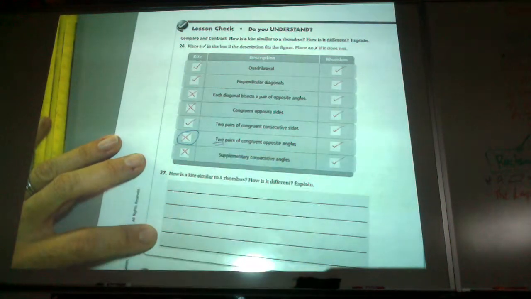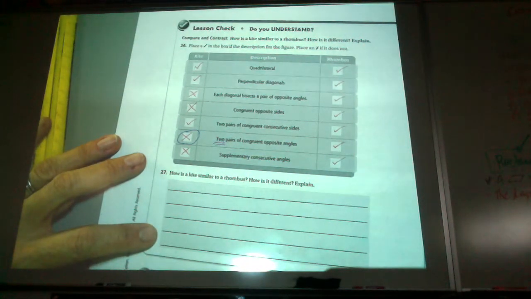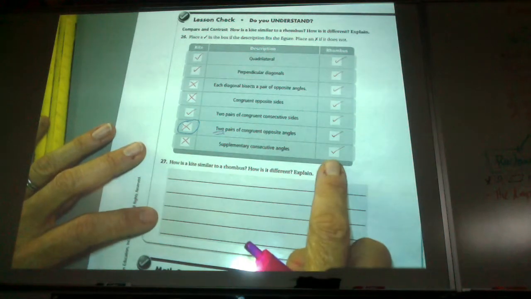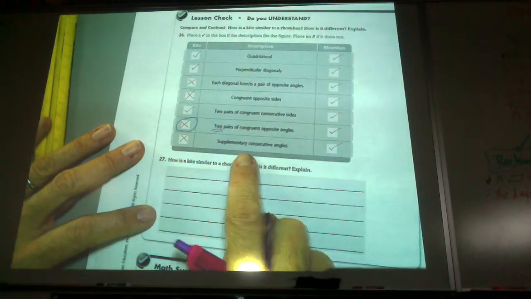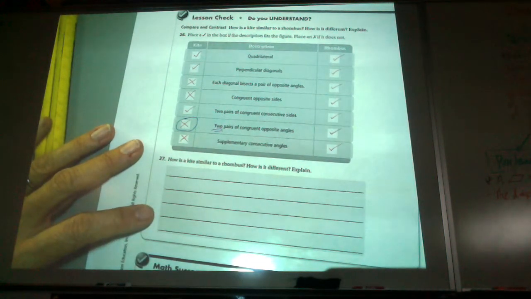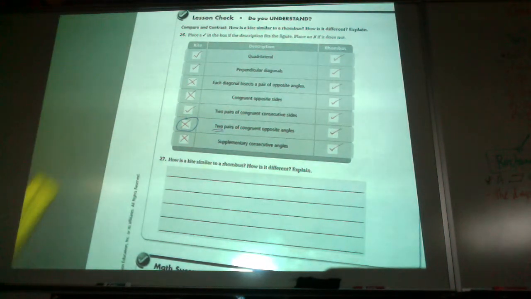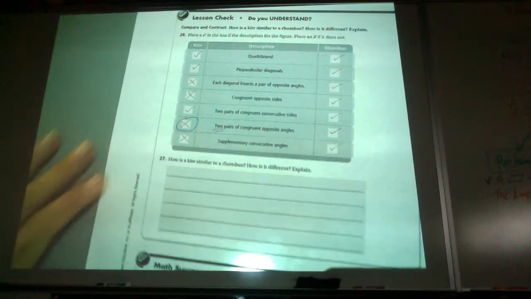Emphasis on true. And then supplementary consecutive angles. Because the rhombus is a parallelogram, it has that. The kite, not necessarily so. It might end up happening, but not necessarily so. So you might want to study those because those could be questions on your test.